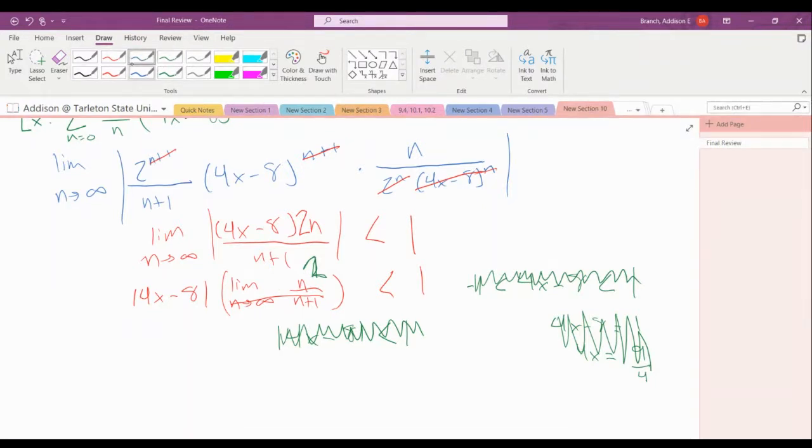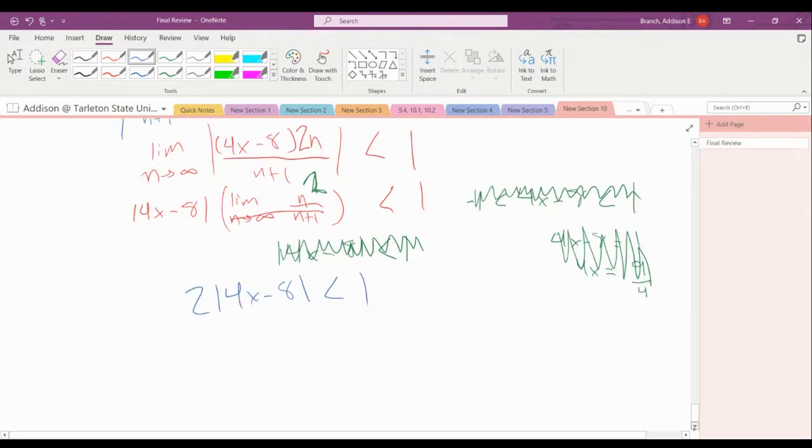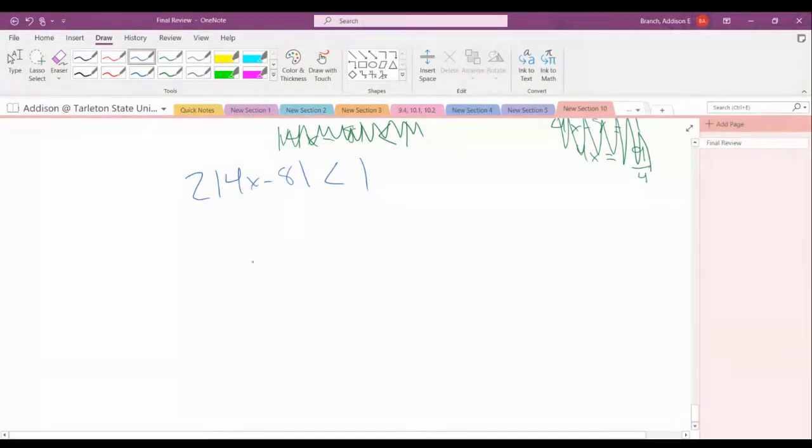So now we have 4x minus 8 times 2 is less than 1. We can divide by 2 and get 1/2. Whenever we have just the absolute value by itself, that point is going to be your radius of convergence.